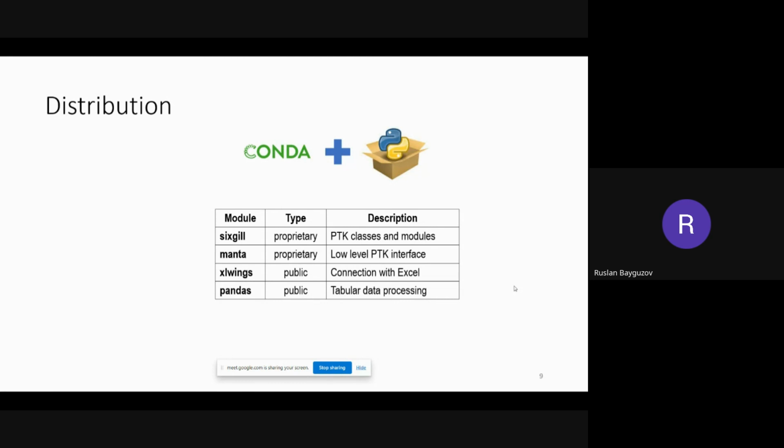The key components are mentioned on this slide. You might see that we have 6GIL and Manta. These are proprietary packages from SLB. All classes and modules necessary to work with Python and Pipesim are in these packages, so they will be installed automatically. In addition, we install XlsxWriter, the module for working with Excel, and Pandas, the most popular package for tabular data processing. You may see also several other packages, but these are the key packages needed to work with Pipesim.